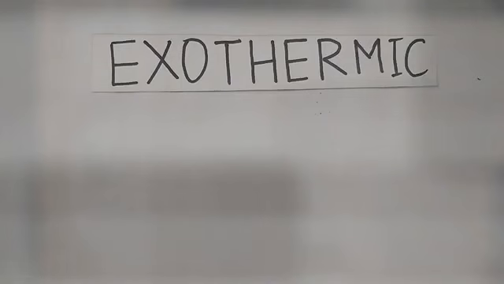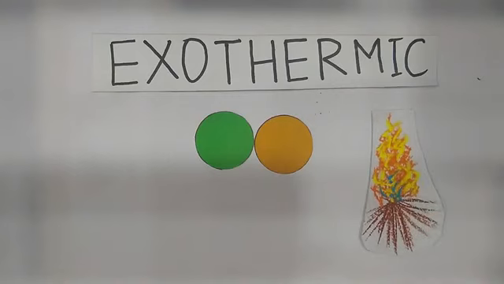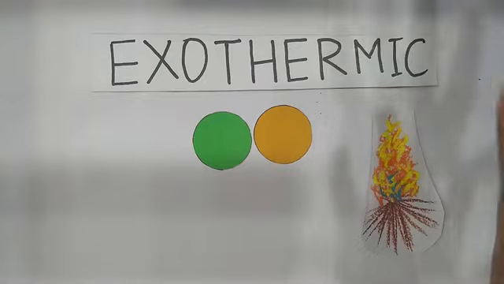Now let us summarize what happens in an exothermic reaction. To begin with, products are being formed and also energy or heat is being released. So products are formed and energy is released.